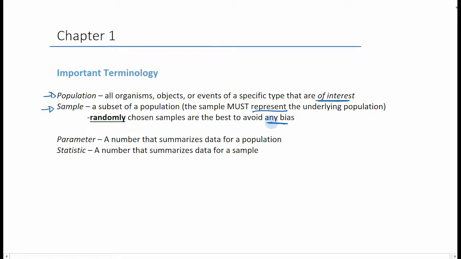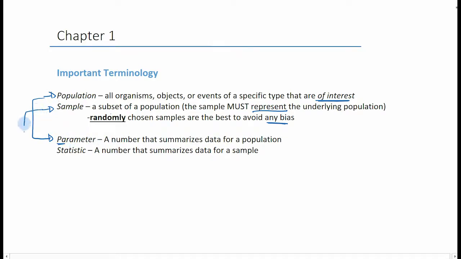Now, once you collect either data on the entire population or from the sample, you can create something that's known as a parameter or statistic. If you have population data available, when you summarize that population data, that summary would be called a parameter. So a parameter is a number that summarizes data for a population, and there's lots of different types of parameters that we'll get into in later chapters.